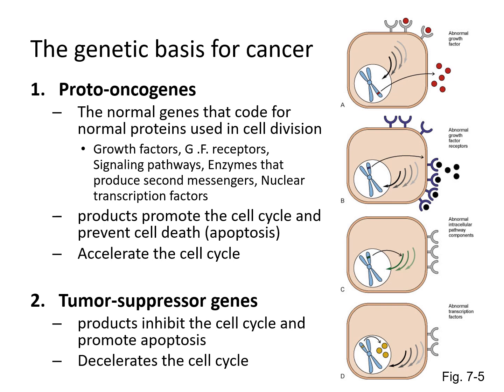They're going to inhibit the cell cycle, promote apoptosis, and decelerate that whole process. So what are some of the abnormalities that can occur? The first one here is abnormalities in growth factors.